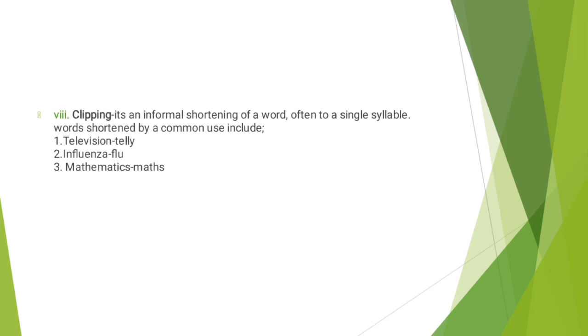The last on our list is clipping. Clipping is an informal shortening of a word, often to a single syllable. Words shortened by common use include television as tele, influenza as flu, mathematics as math. So a clipped word means a shortened form of a word. Like the examples below, television is a word, but the clipped form of television is tele. That's a shortened form of it.